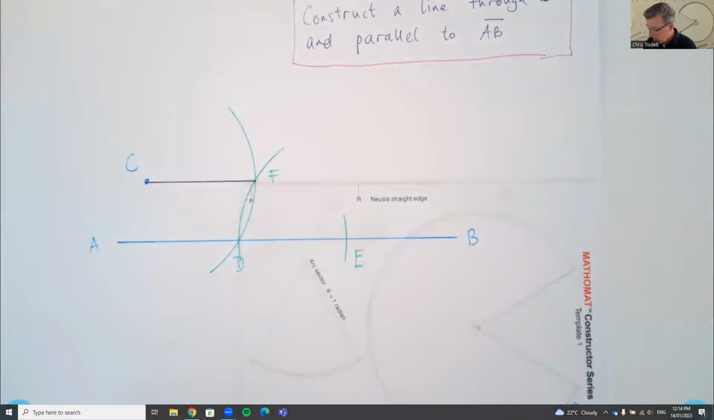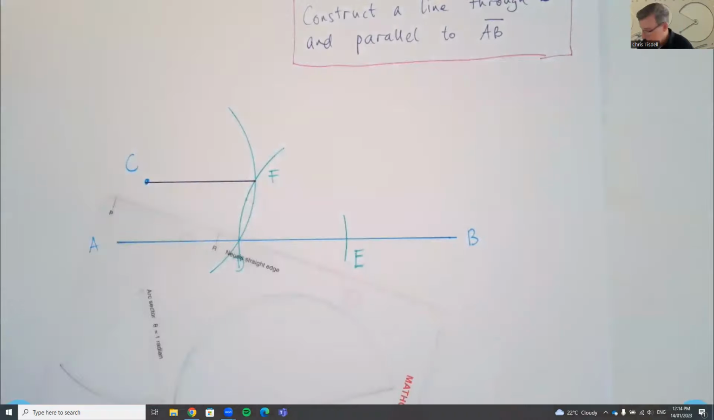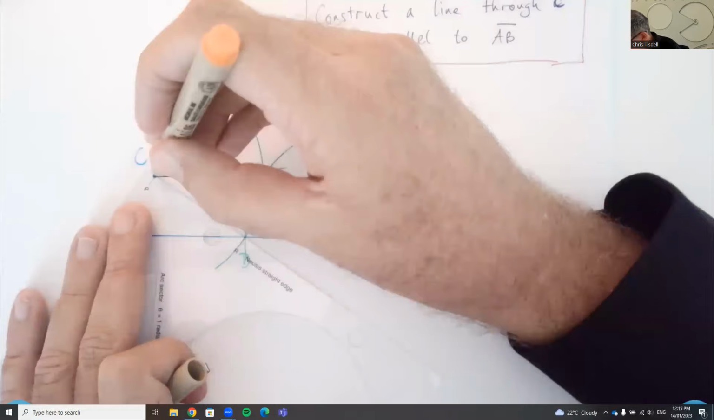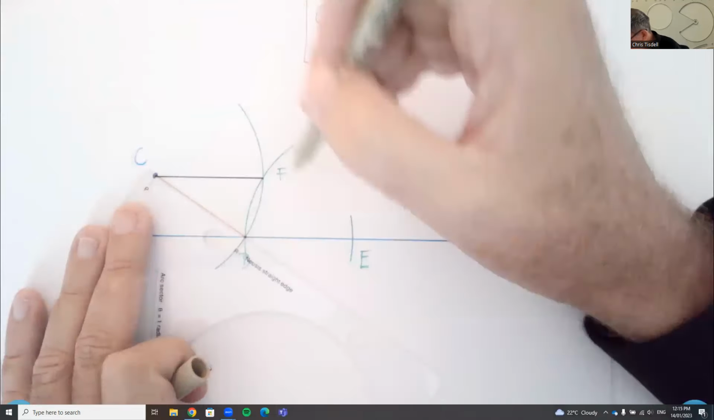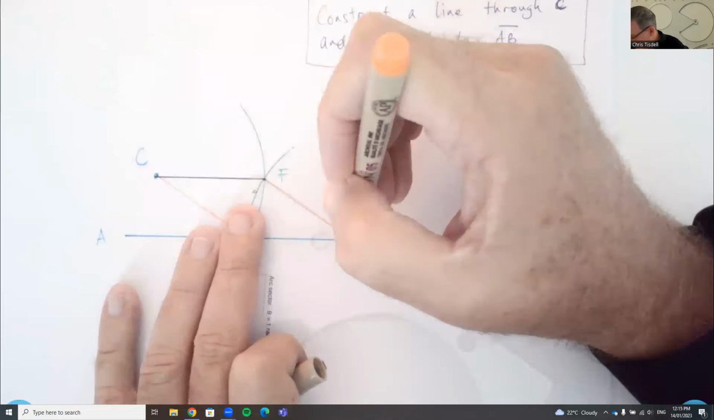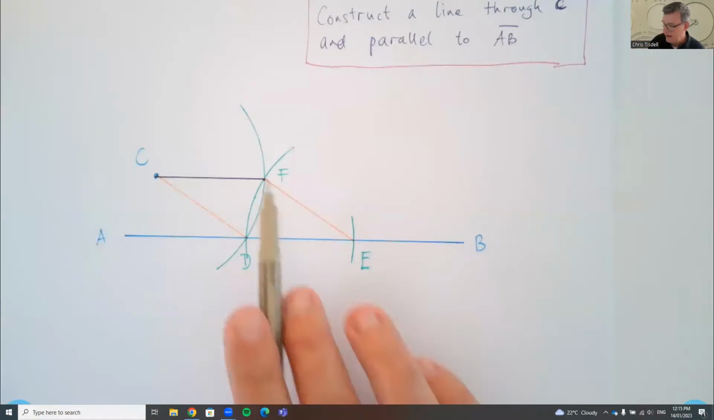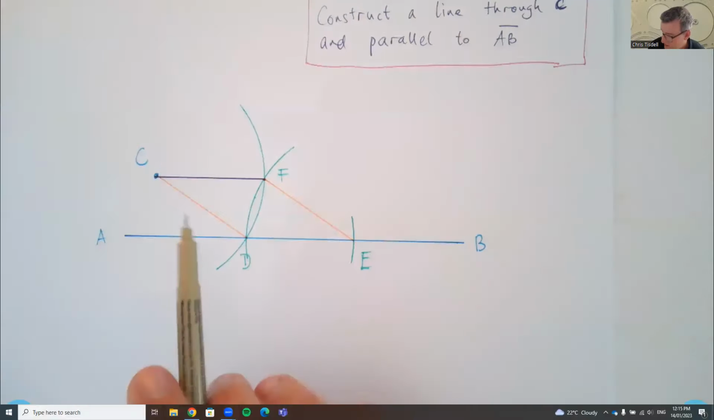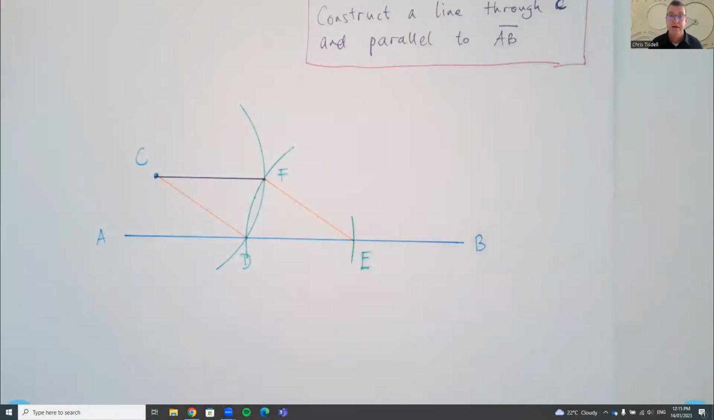Okay, so you might see here, well, okay, you've got rhombus C, D, E, F. And the opposite sides again, they're equal in length, the opposite sides are going to be parallel. Okay, so that's one example.